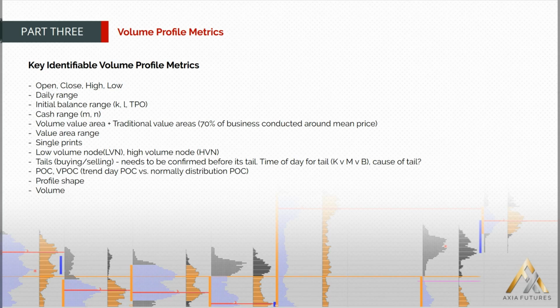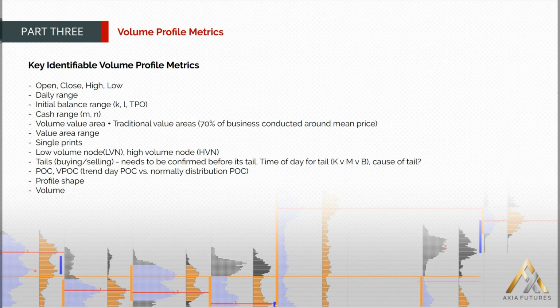We then have tails. These can be buying tails or selling tails. Buying tails and selling tails need to be confirmed before it's a tail. The time of the day for a buying or selling tail is quite important, as well as the cause of the tail. Again, we will understand why this is important as we move further along. We then have the POC, also known as the point of control. We have the VPOC, which is the volume point of control. The difference is the point of control takes into account only the time price opportunities, whereas the volume point of control factors in volume.